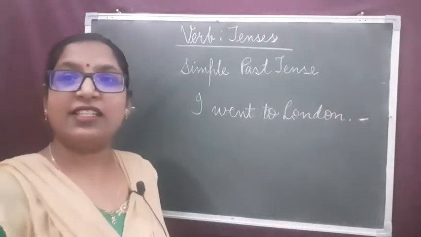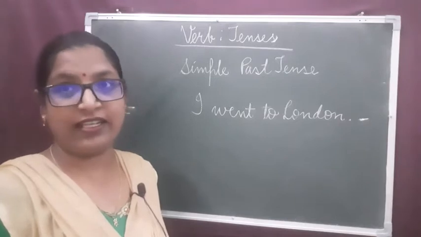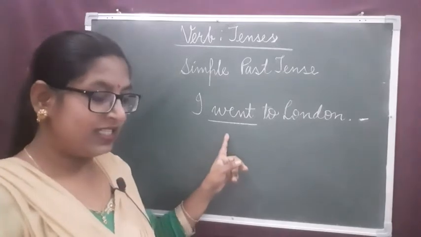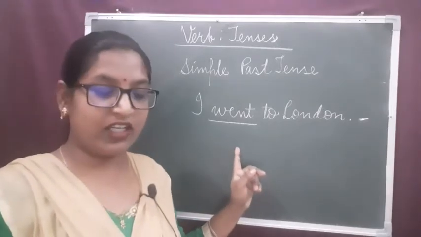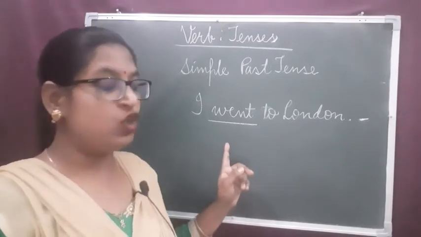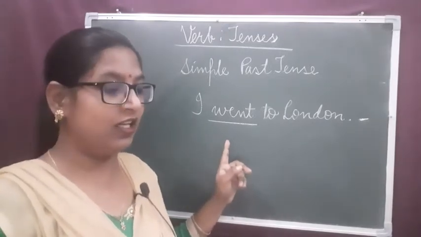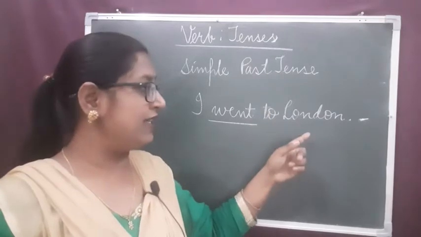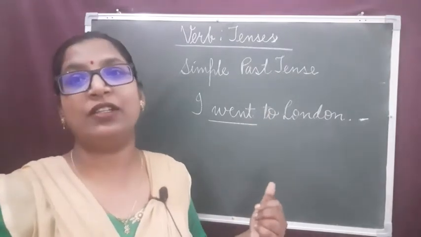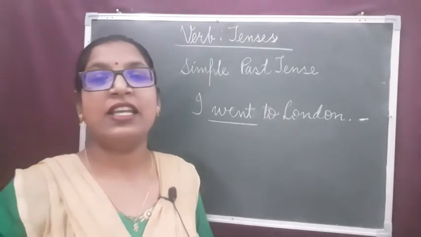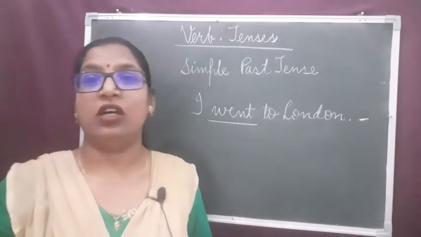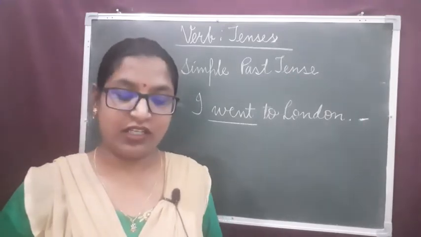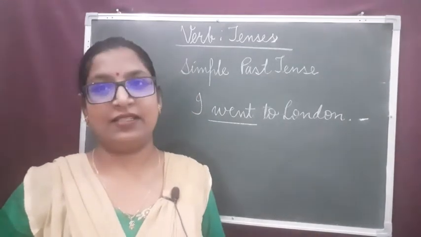In all the sentences, we know the verb indicates the tense. Here the verb is went, and the verb went tells us that the action of going to London took place at some time in the past. The verb went tells us that the action took place sometime earlier. It indicates the past action. So, we use the past tense to indicate an action completed in the past.